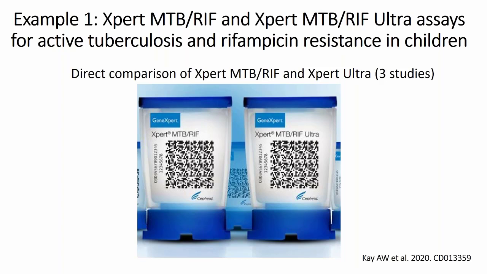So Xpert Ultra is a newer generation of the test. We performed a direct comparison, and here we had only 3 paired studies that had compared the two tests. So this is not a particularly complicated example because we've only got 2 tests. I mean, there were other complexities going on in the review, but in terms of the number of tests, there were just 2. So a pairwise comparison is straightforward here.